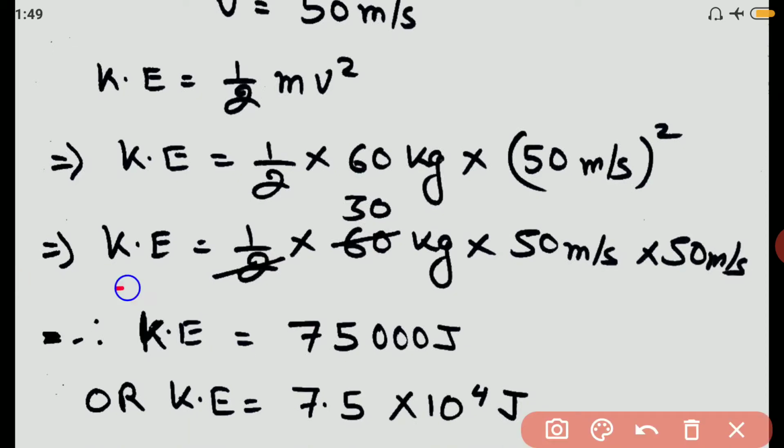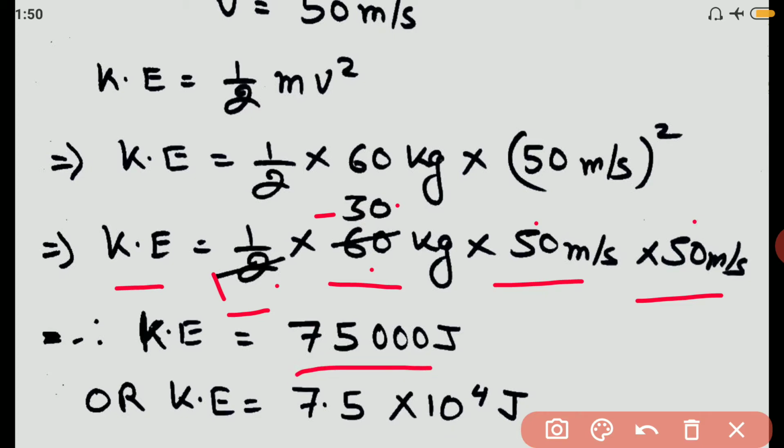kinetic energy equals half multiplied by 60 kg into 50 meter per second into 50 meter per second. So this 2 can be cancelled by 2, and this 60 also can be cancelled by 2. So 2 one time is 2 and 2 30 times is 60. Now multiplying the remaining numbers, which is 30 multiplied by 50 multiplied by 50, I shall get 75,000, right? And as you all know, the unit of energy is joules, so I have put J there. Now kinetic energy equals 7.5 into 10 to the power 4 joule.